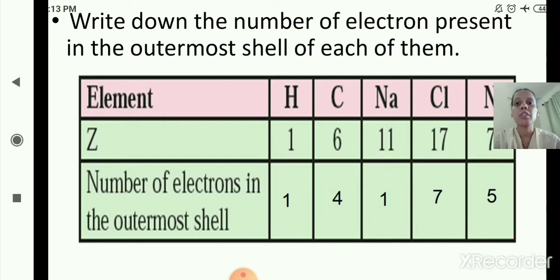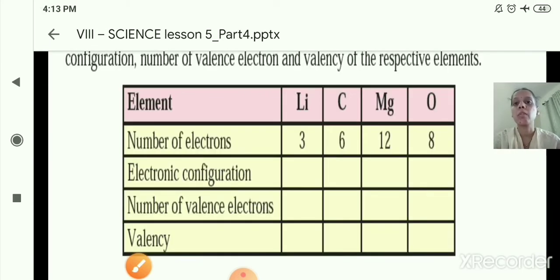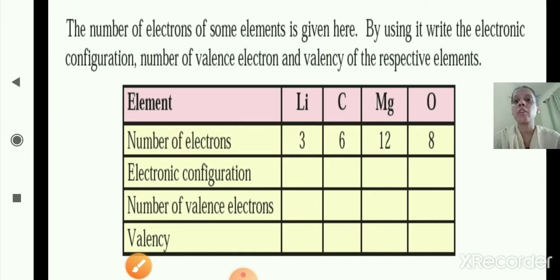Now the next table is, okay, now the number of electrons of some elements is given here. By using it, write the electronic configuration, number of valence electrons and valency of the respective elements. Now here the elements are given and the number of electrons, means the atomic number, is given. You will write down electronic configuration, number of valence electrons and valency.